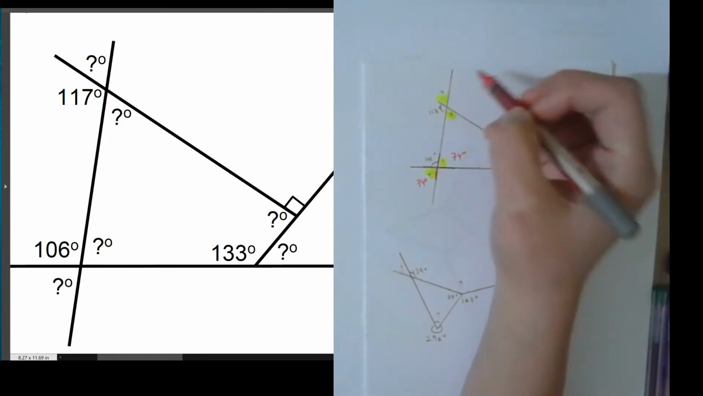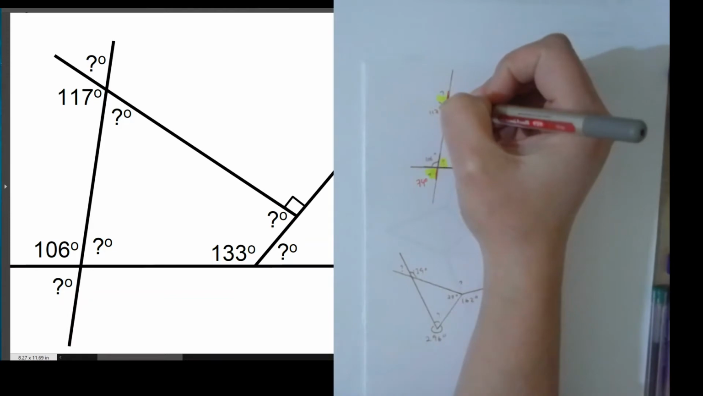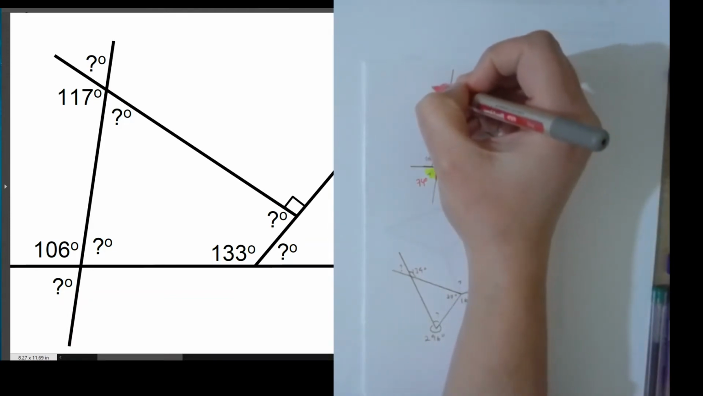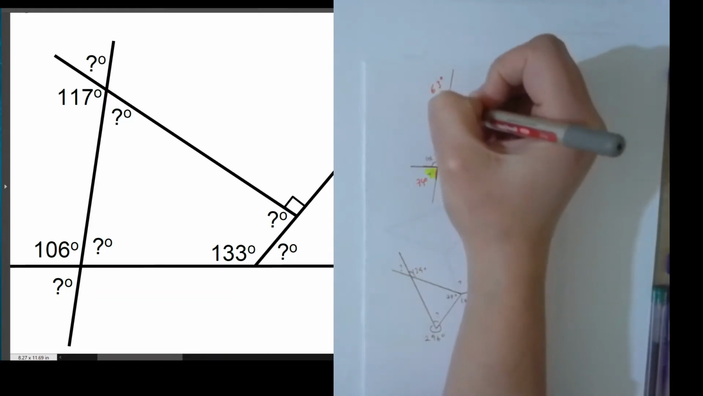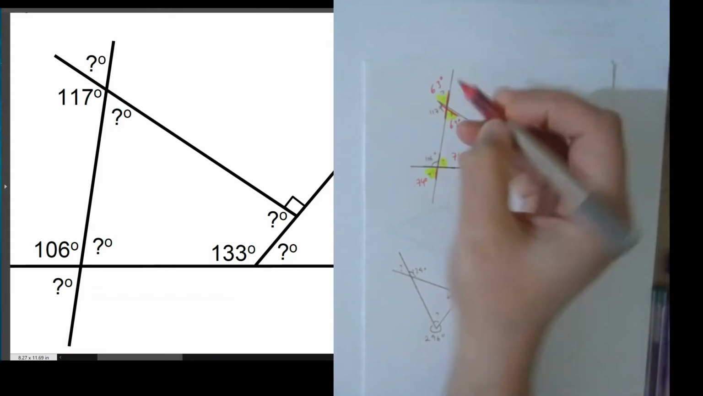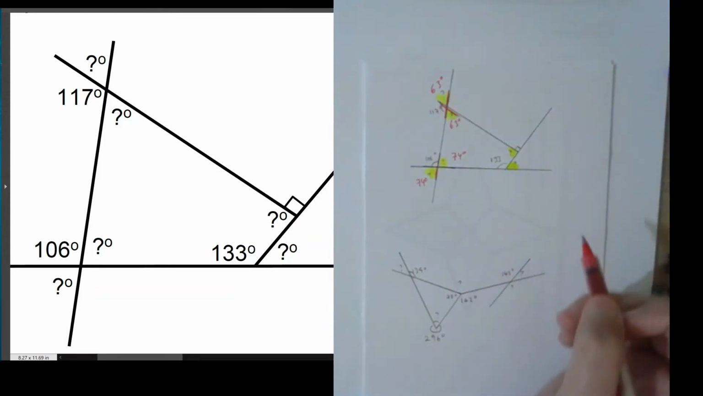Okay, for this one up here, you have exactly the same thing. You have a straight line, so 180 take away 117 would leave you with 63 degrees, and then you have vertically opposite angles. So this would be 63 degrees. Obviously, if you did straight line with that one again, that is perfectly fine. You could have done that as well.